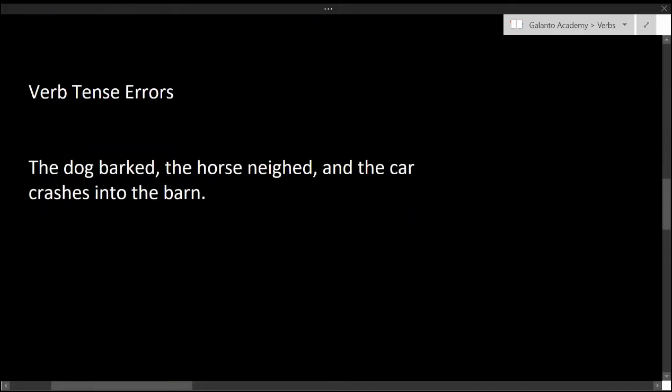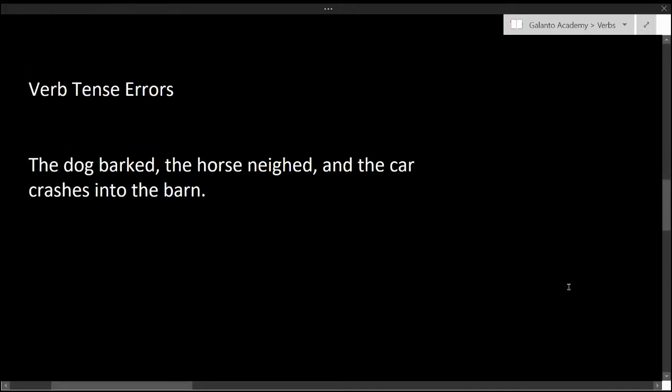So let's look at this simple sentence to identify the verb error. The dog barked, the horse neighed, and the car crashes into the barn. We have past tense with barked, past tense with neighed, and then we have present tense with crashes. So these are in alignment with each other, but crashes is not. So simply enough, we just have to move it to past tense, just like the other verbs. The car crashed into the barn.